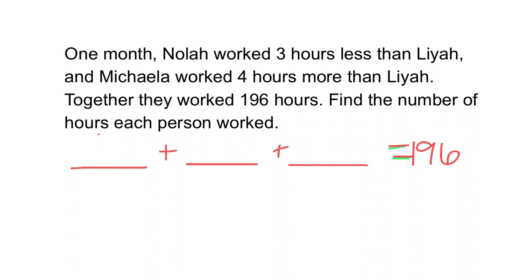So I'm going to think, okay, Nola, Leah, Michaela. It describes everything in terms of what Leah has. We don't know anything about Leah. They don't give us a statement for hers. So we're going to let Leah be plain X, or you can put L if you wanted to. And then for Nola to work 3 hours less than Leah, less than means to subtract, so X minus 3. And Michaela works 4 hours more than Leah, so X plus 4. And together that all has to be 196.